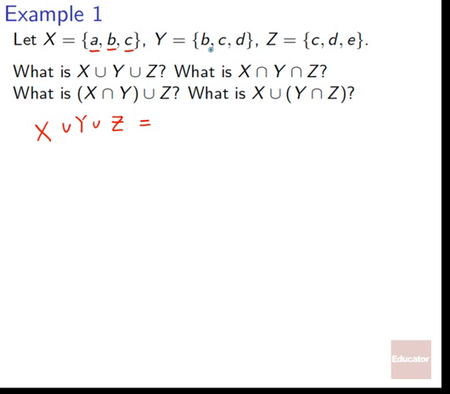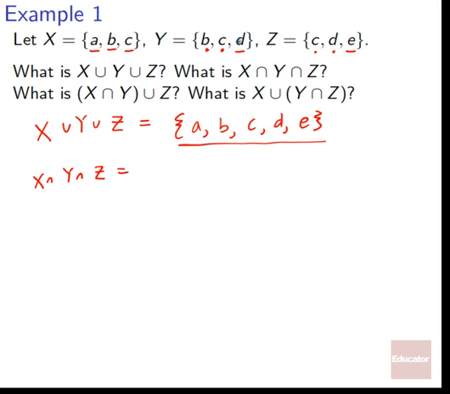Well, B already showed up, C already showed up, but D is a new guy. C already showed up, D already showed up, but E is a new guy. So it's going to be A, B, C, D, and E. There we go. If we want to talk about X intersect Y intersect Z, then what is the only place that they all have in common? What are the elements that are in each and every one of them?